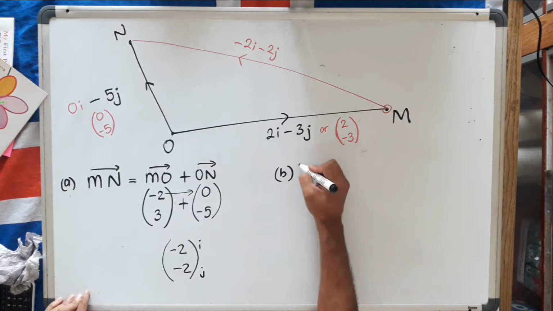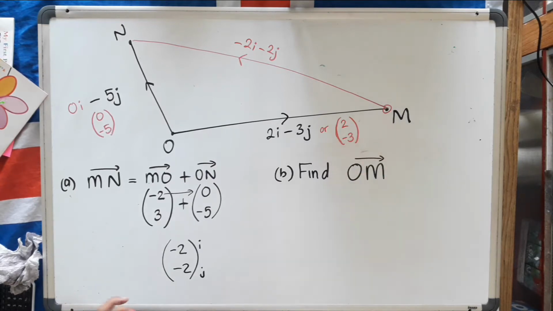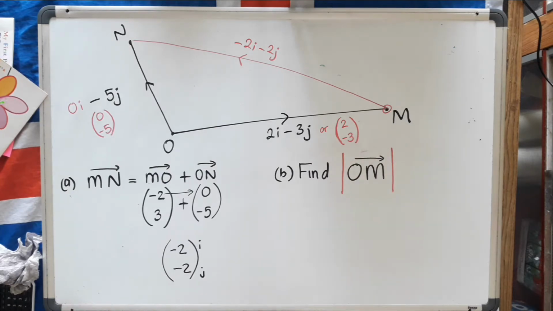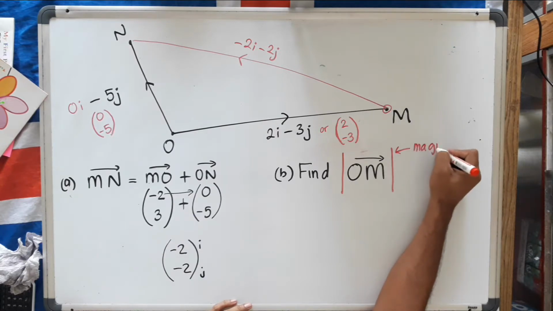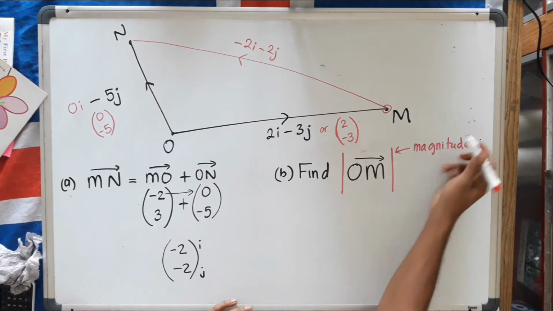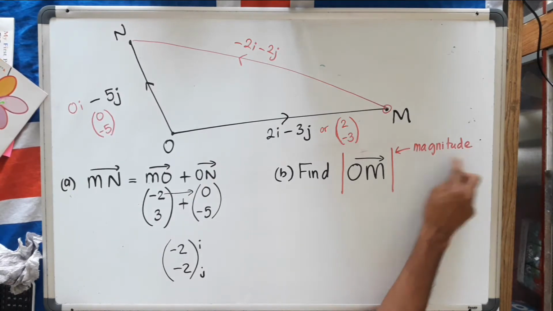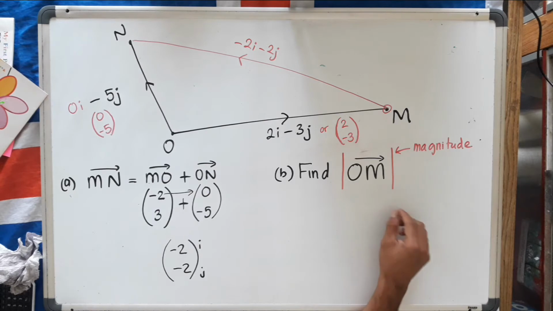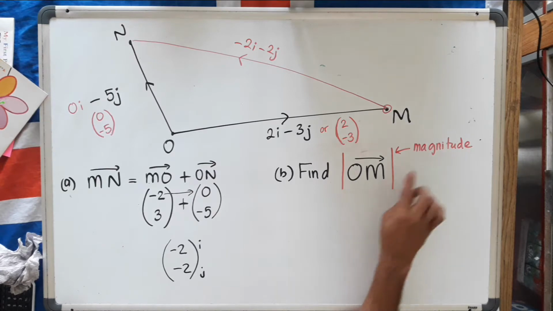So let's give you another question now. Let's say I ask you to find OM, the vector OM, and I put two lines like this. Big question is, what do they mean? These two lines mean magnitude. Whenever they ask you to find the magnitude of a vector, they can write out the word or just use the symbol for it. If I was setting an exam, I would use the symbol to test students on if they knew that this meant magnitude.